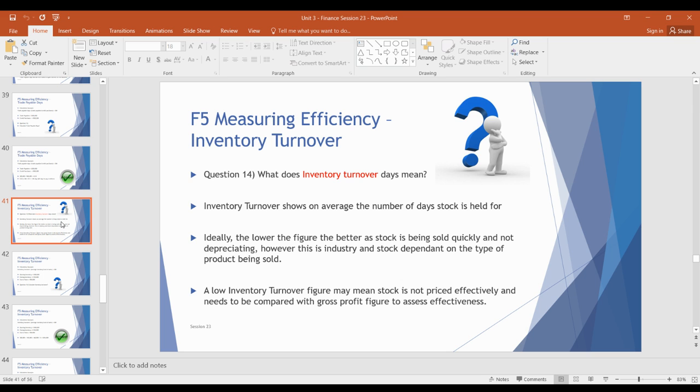A low inventory figure may mean that stock is not priced effectively. You could increase your price, hold your stock for a little bit longer, but you make more gross profit when you sell an item. If your stock is priced too low and it is being sold too quickly, it might be a negative. It might actually mean you could increase your price, meaning more sales revenue, meaning more gross profit.